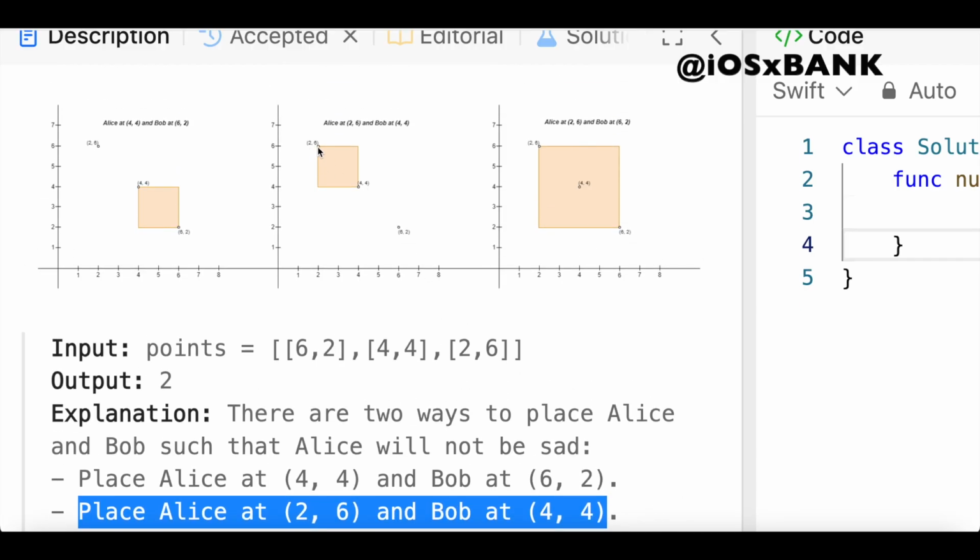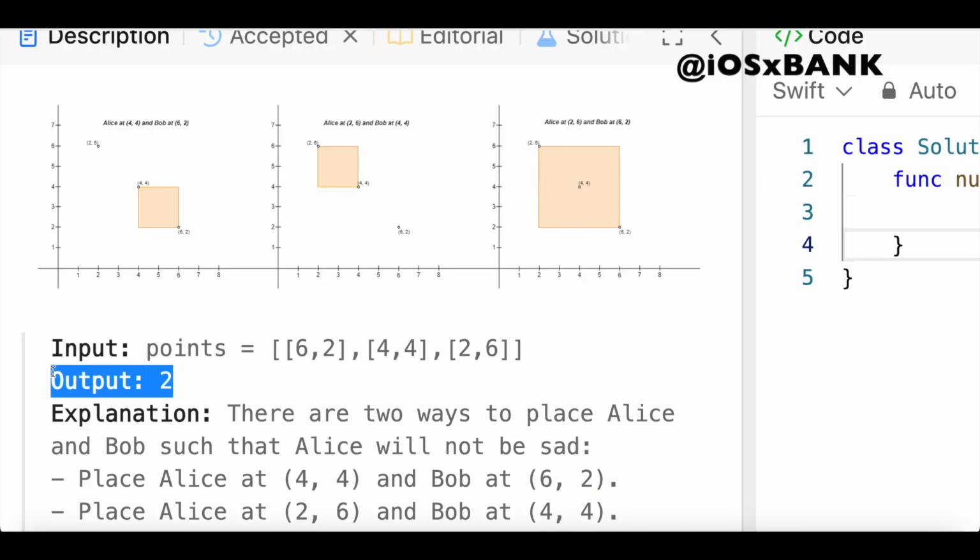So then this option, we could place Alice up here. We could place Bob right here. Then the third person, once again, is all the way over here, so Alice is not sad while she's behind the fence, and these fit our requirements. Once again, Bob's in the lower right corner, Alice is in the upper left corner. Boom, so it works.